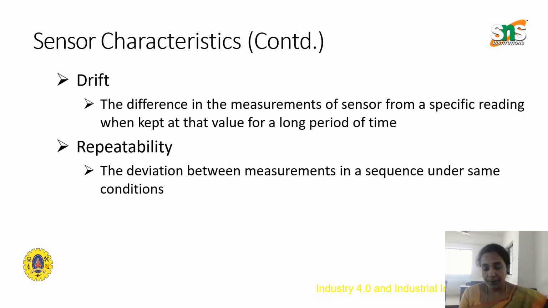Drift. Drift is the difference in the measurements of a sensor from a specific reading when kept at one value for a long period of time. So, say for example, there is a change in the output signal for a particular input value over different time periods. When the time period is changing, what is the change in the output signal? That is nothing but drift.